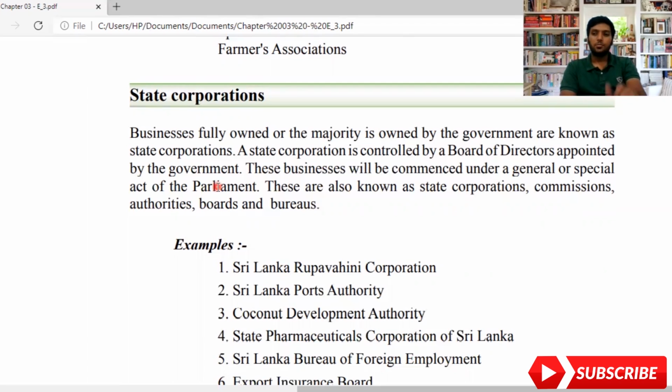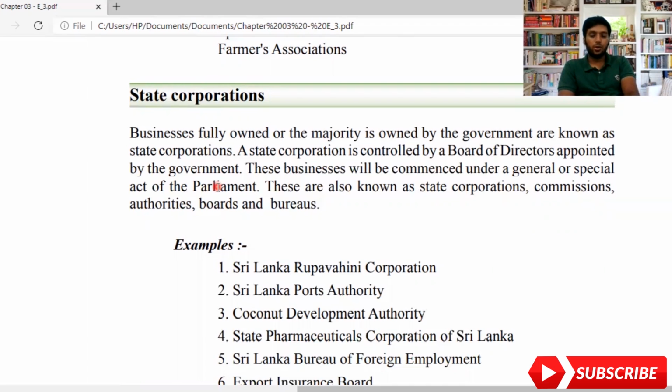Now you need to understand a public limited company comes under private ownership, not under public ownership. A public limited company is a private ownership organization. State corporations come under public ownership. A state corporation can also be said to be a public corporation. So a public corporation and a public limited company are not the same. A public limited company is a part of private ownership. A state corporation or public corporation is a part of public ownership.